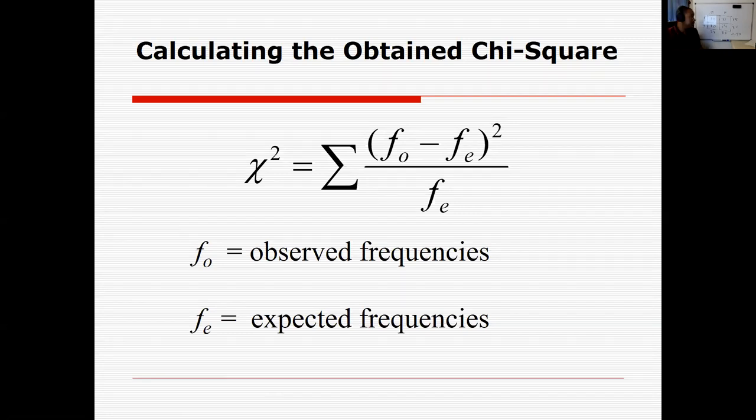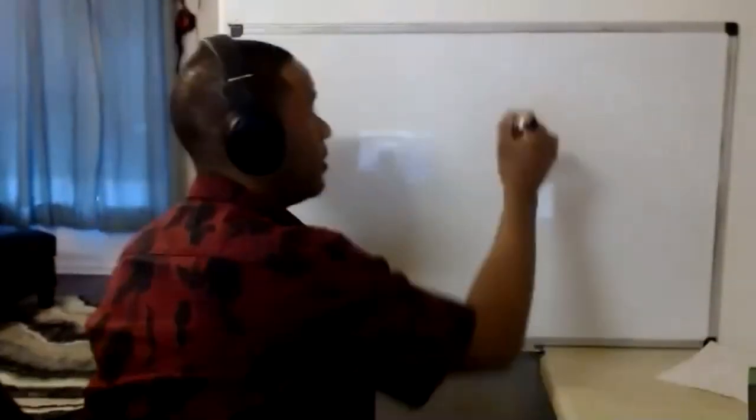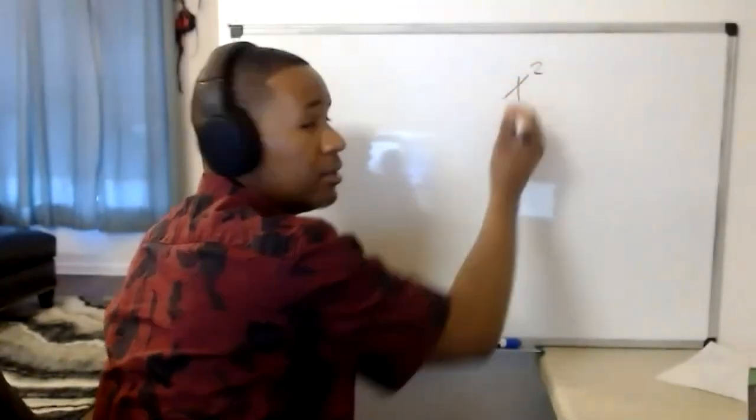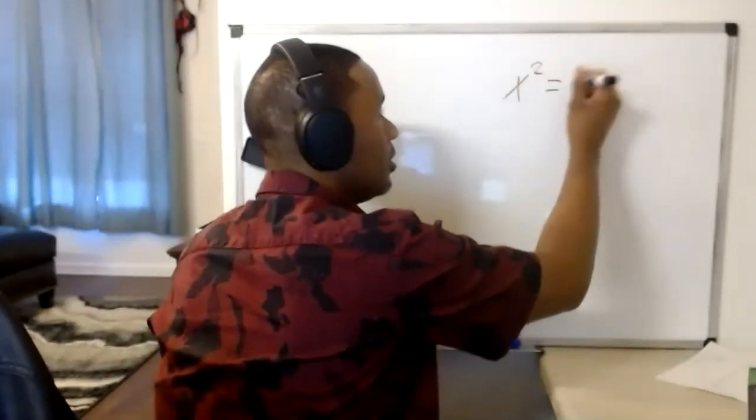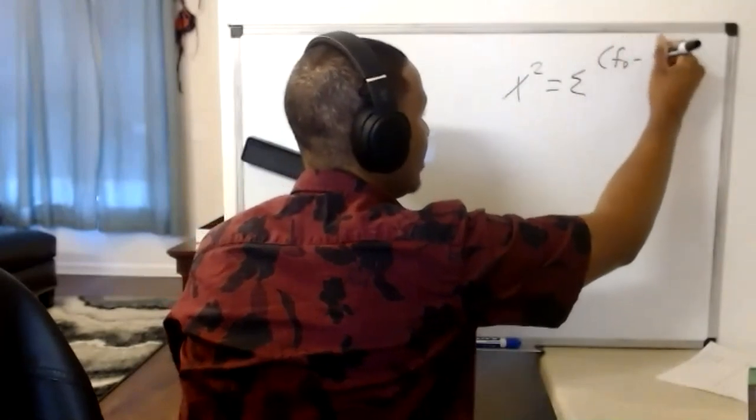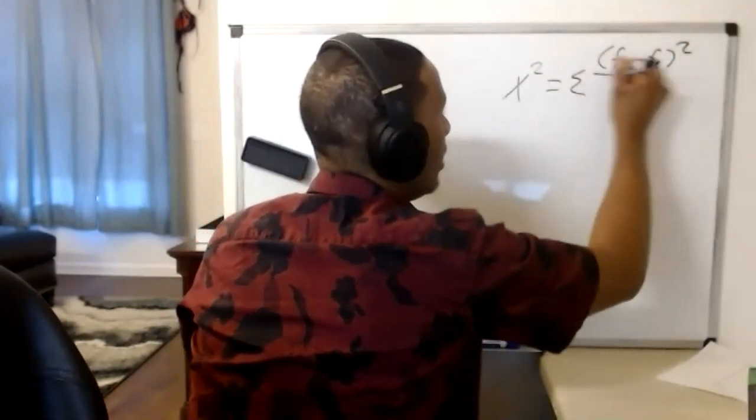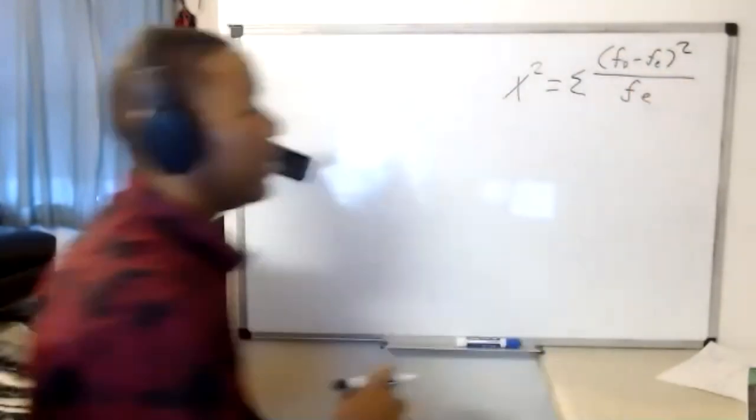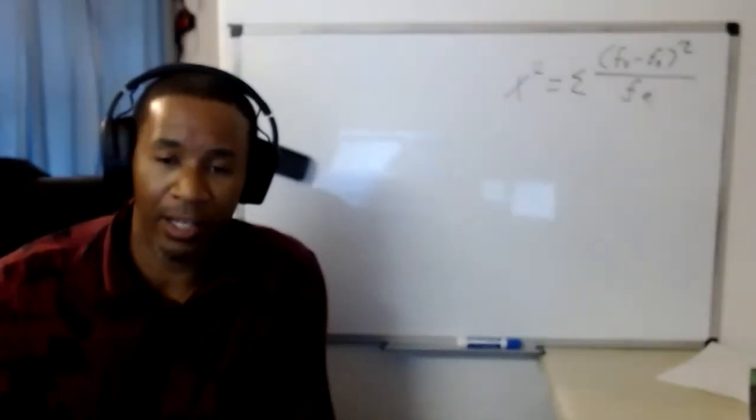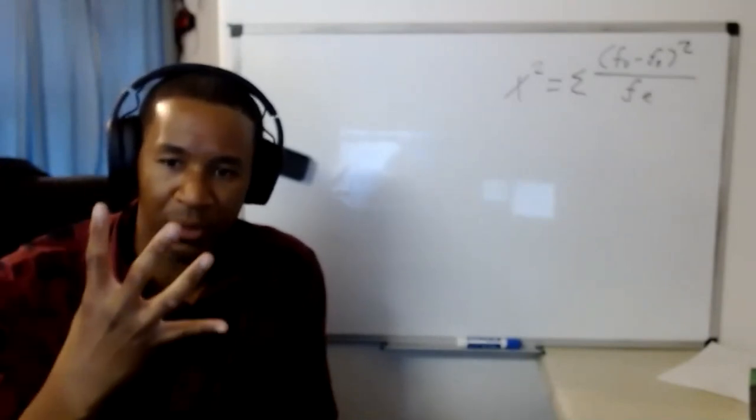Okay, now I'm going to write this equation up here on this board as well, and then we're going to work through how to calculate the chi-square. So chi-square, this x with a 2, is the mathematical notation for chi-square, and it is equal to the sum of the observed frequency, f subscript o, minus the expected frequency, f subscript e. We square that and then we divide it by the expected frequency. Now, how many times are you going to have to do this? You're going to have to do this for as many cells as you have. So we have 4 cells, that means we have to do this 4 times.